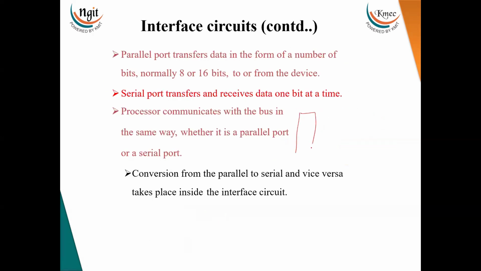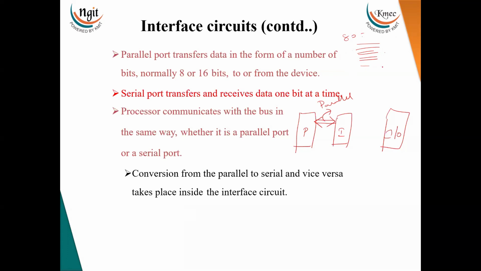Now this is the processor and interface circuit, and this is the IO device. From the processor to the interface, the data transfer always takes place in parallel. So what is the meaning of parallel and serial? If I say 8-bit, all 8 bits will go from the processor to the interface at a time. Now serial means one bit after the other will move.